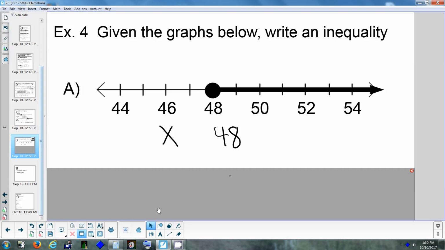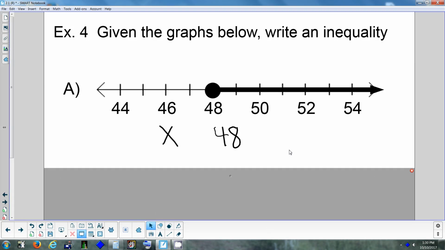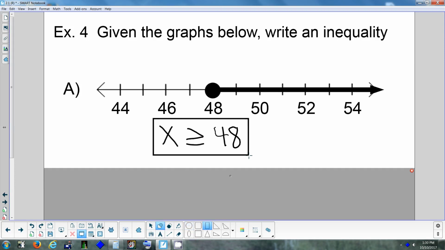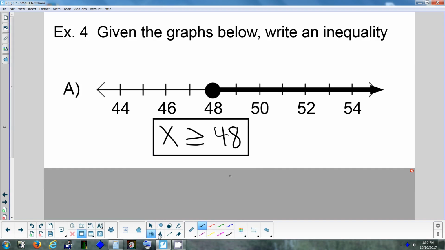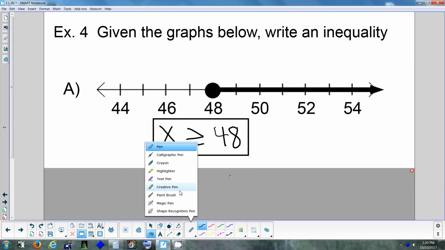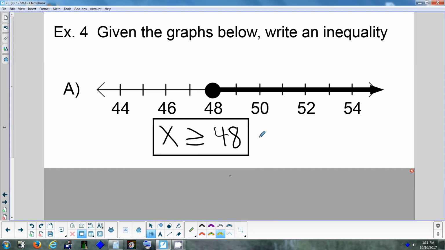All right, Sophia's had her hand up for a while, so she's ready. She's saying greater than or equal to. Now, Sophia, can you fill us in? How did you figure that out? Because it's a closed circle, so I know there's going to be a line underneath. But how did you know it was greater than? Oh, greater than because the arrow is going this way. Look at the direction the arrow's pointing, right?